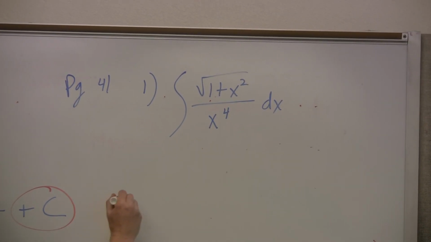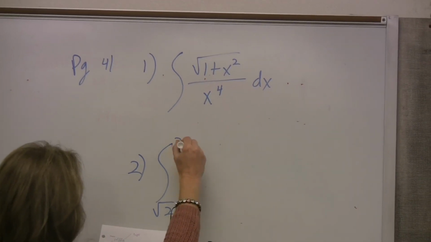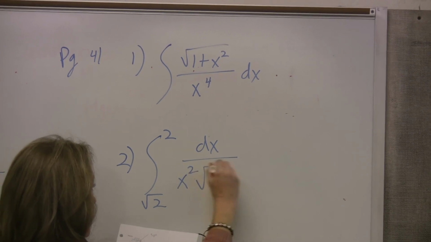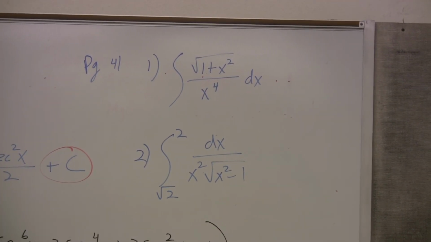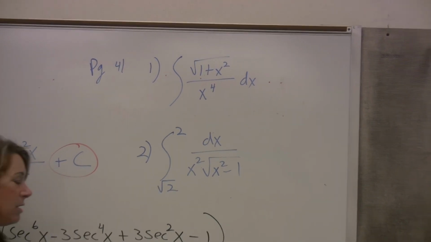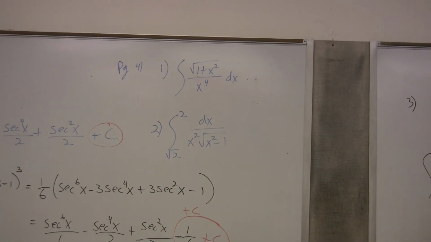So I want you to work on that problem and on this problem, square root of x squared minus 1. See if you can get my two answers. Work together, ask for help, ask me to point you in the right direction. It might take you 20 minutes, I don't know, maybe more. I'm okay with that.